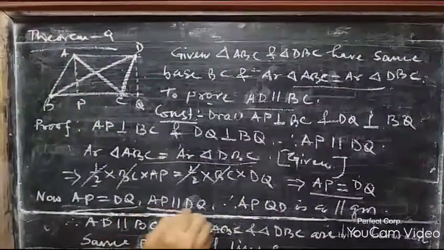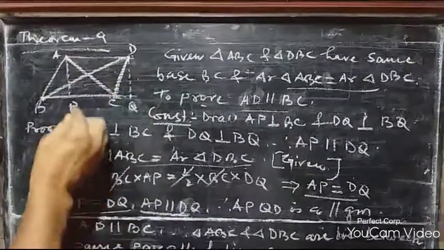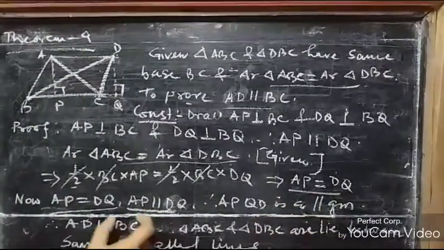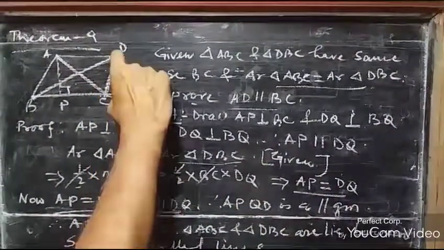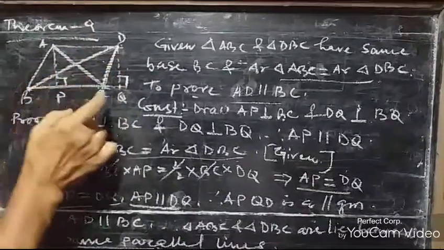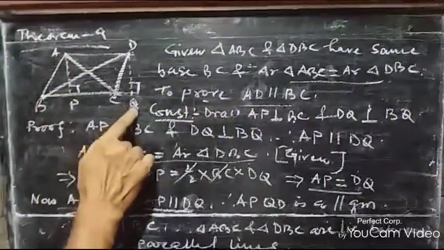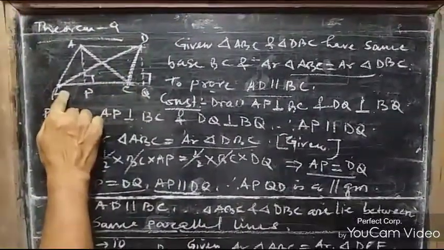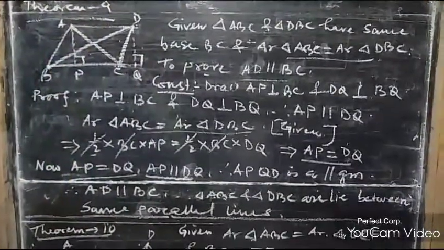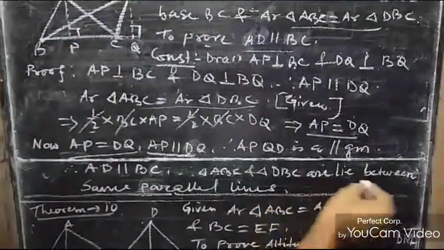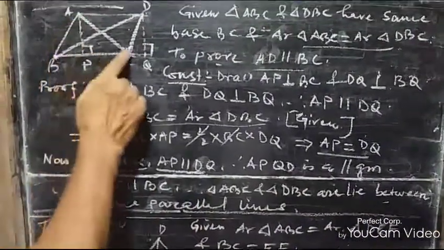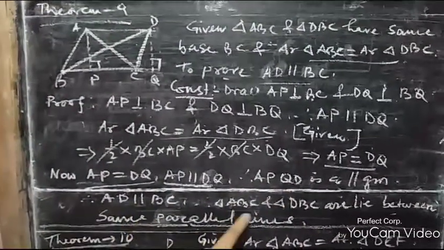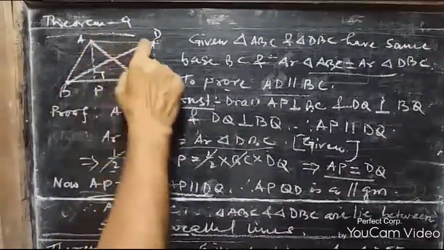So AP is parallel to DQ because both are perpendicular, and AP equals DQ, which is already proved. Since they are parallel and equal, APQT is a parallelogram. If APQT is a parallelogram, then BC is parallel to AD. So we can say that triangles ABC and DBC lie between the same parallel lines.